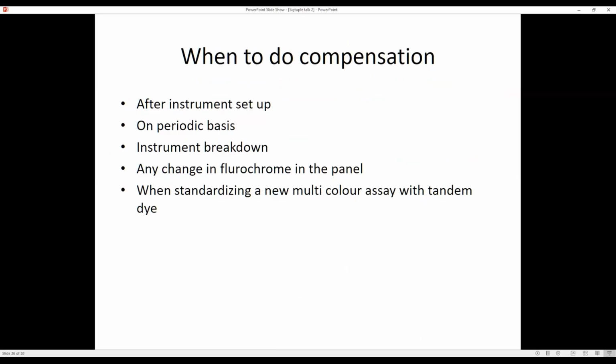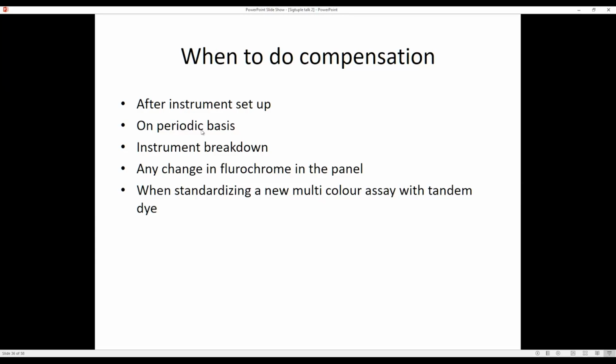See, basically, it's like after your instrument setup. Whenever the instrument is being set up, IQ, OQ, PQ, the service engineer or the application specialist gets this done for you. But don't always rely on them to do that. It's a very simple one. You people, the technicians, can also do that on a periodic basis.